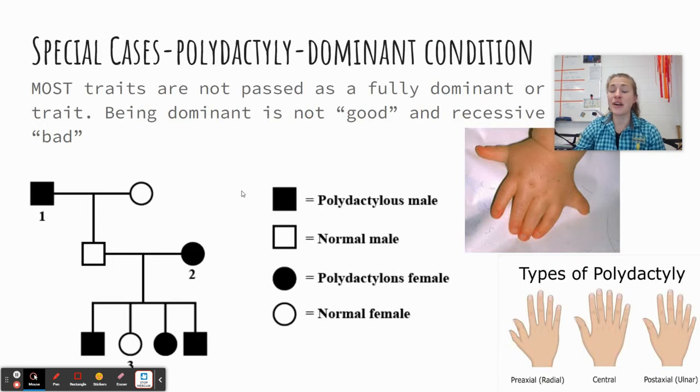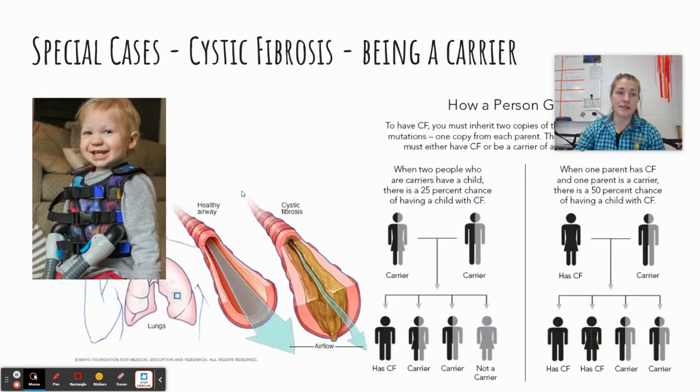Just a reminder, being dominant does not mean better. Being dominant is polydactyl. So having 5 fingers on each hand is actually the recessive trait. So just a reminder, dominant and recessive don't mean good and bad. It's just a different way that traits are expressed.